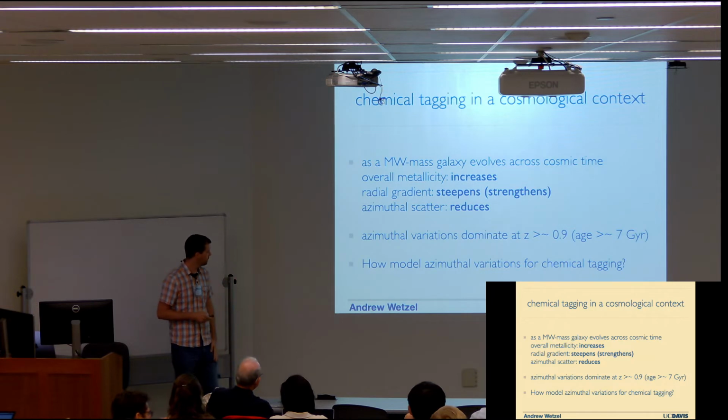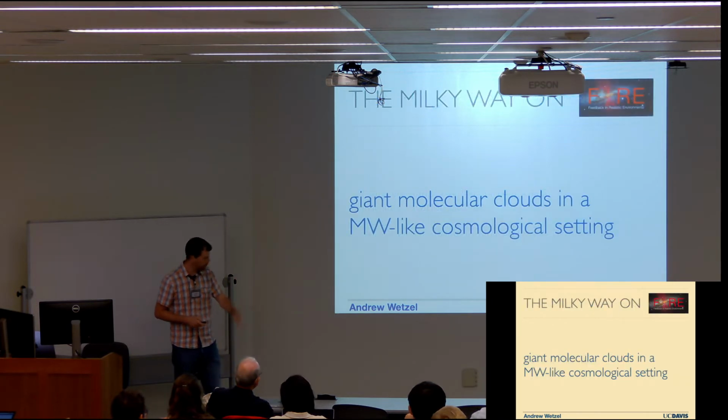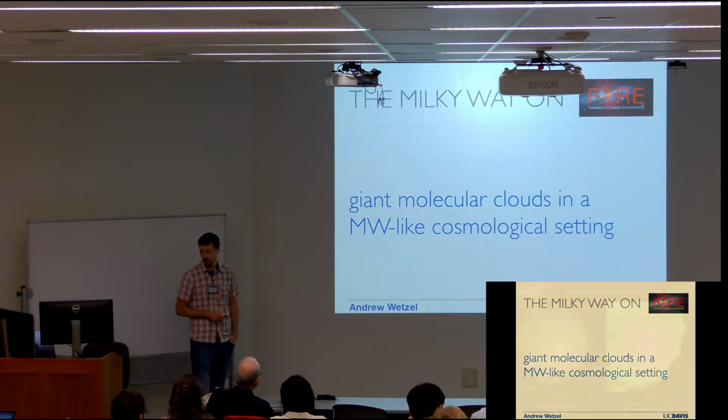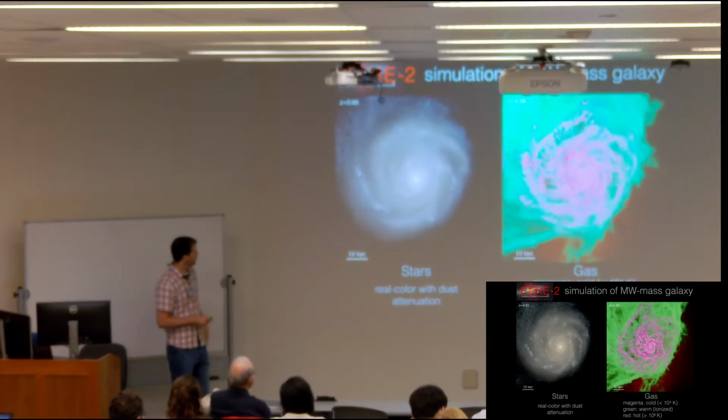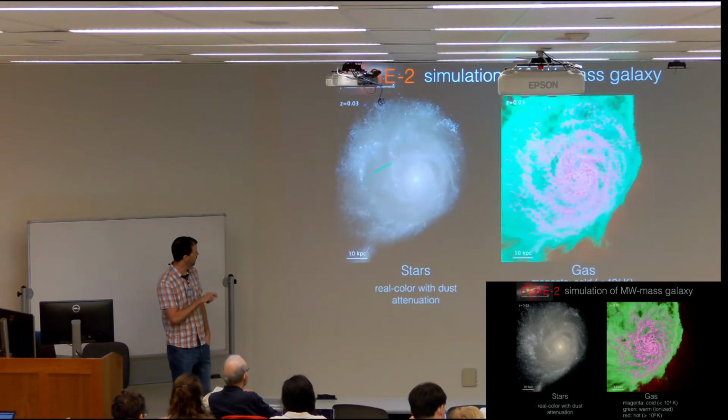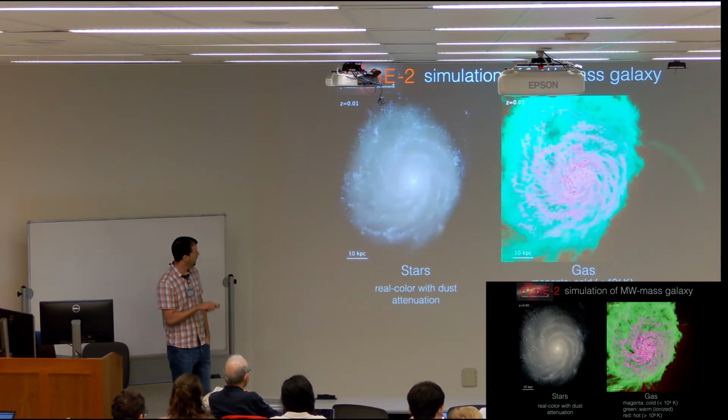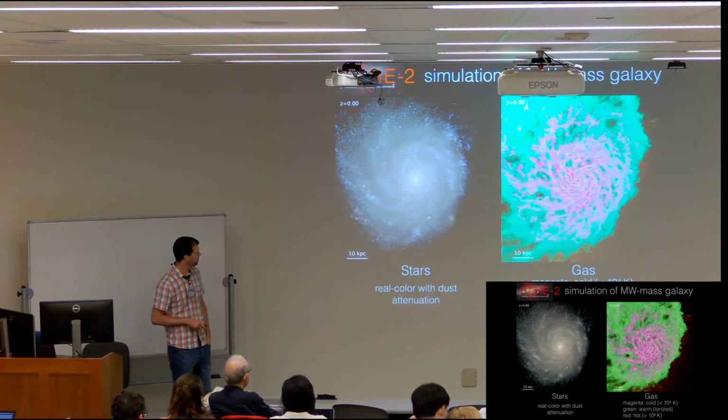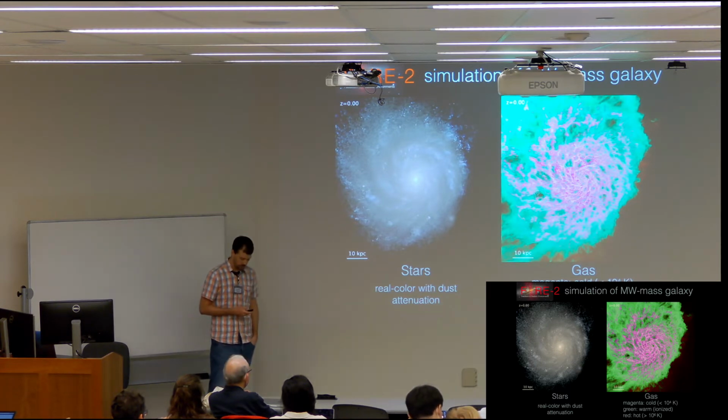So that's the end of the first part of my talk. I'd now like to move on to smaller scales and discuss the properties of giant molecular clouds in these simulations. Again, here's just a movie of the light distribution on the left and then the gas on the right, to give you a visual sense of what the dense and molecular-ish gas would look like in one of these simulations.